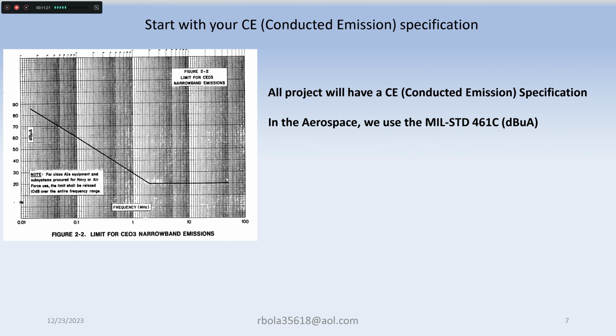Now, one of the important parameters that is tested on most power supplies, especially space rated, is conducted emissions. Conducted emissions, again, is basically how much current is allowed into the bus. And I've used the MIL standard 461 C standard, and the units that it's specified in is dB microamps.